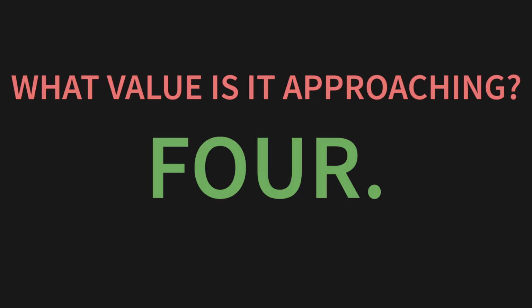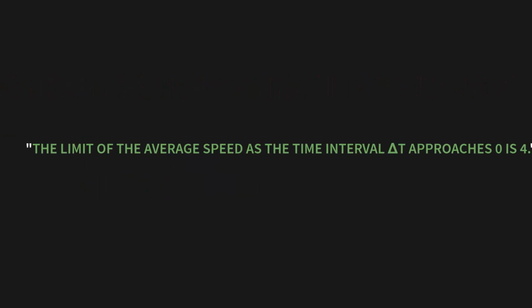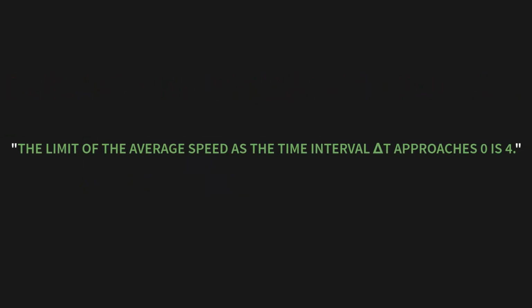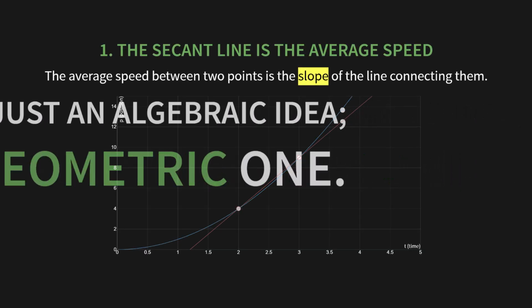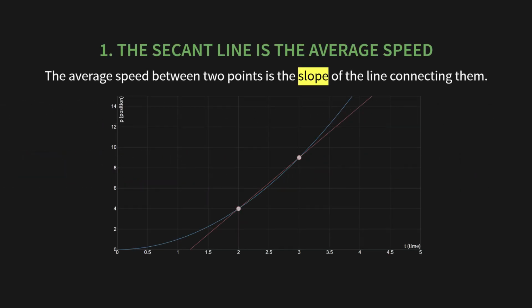4. So, we can make a statement. The limit of the average speed as the time interval delta t approaches 0 is 4. Now this isn't just some abstract algebraic idea. It's a geometric one too. First, think about the secant line. The average speed between 2 points on our curve is just the slope of the line connecting them.